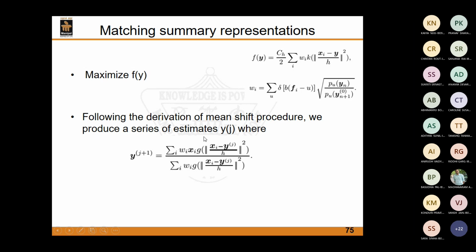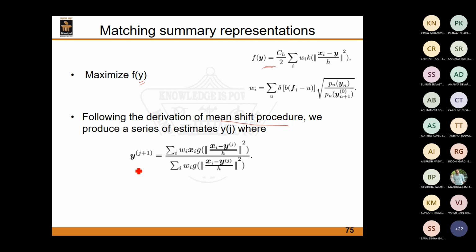So here, as I said earlier, the problem now becomes maximizing the given function f of y. After maximizing this function f of y, that means I'm trying to find that value of y for which this particular function f of y is maximum. And as I said, you can use the mean shift procedure or the mean shift algorithm for that.